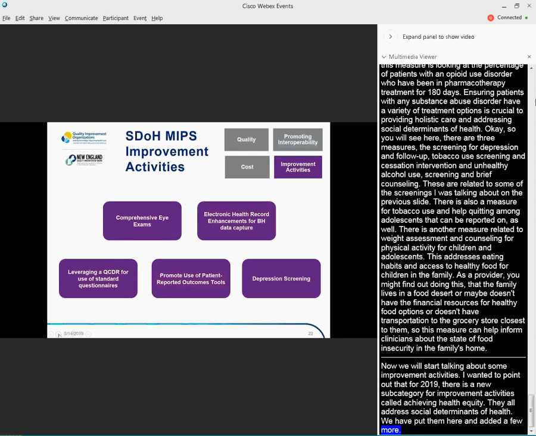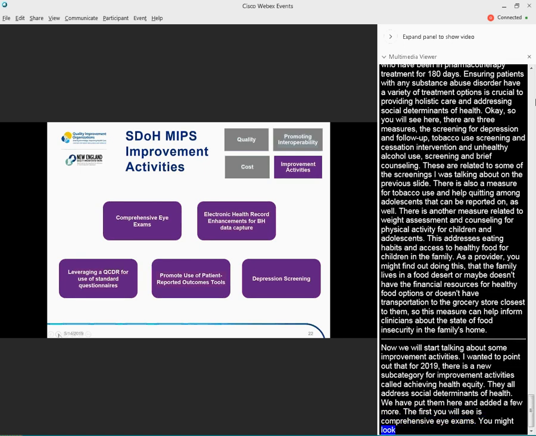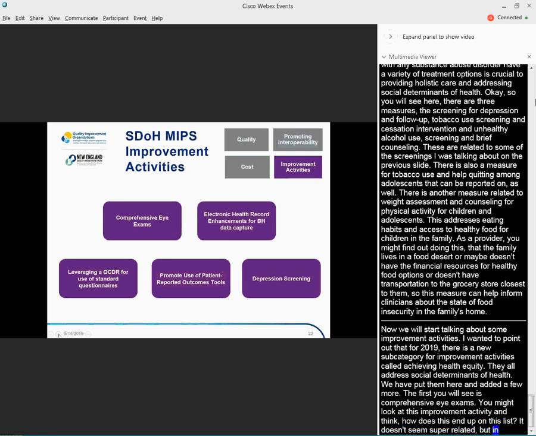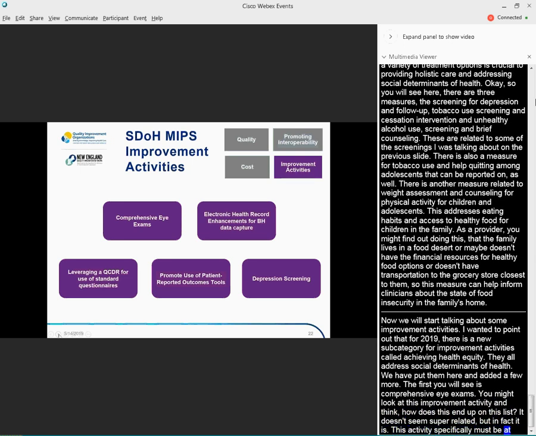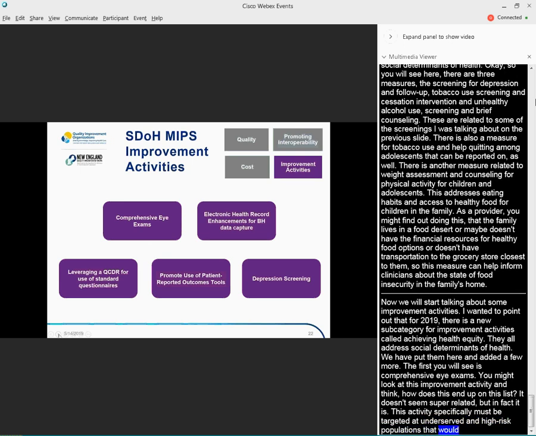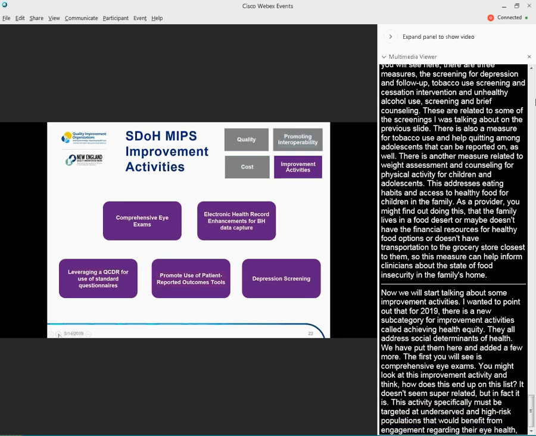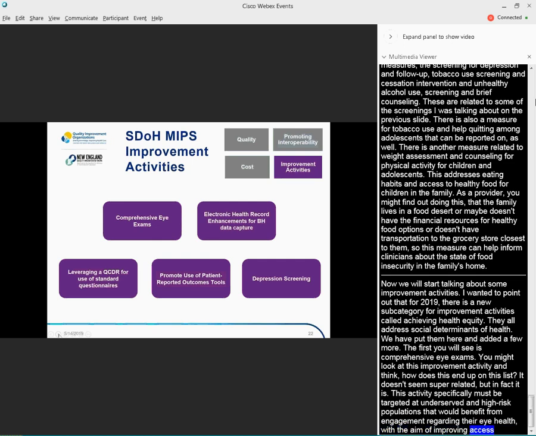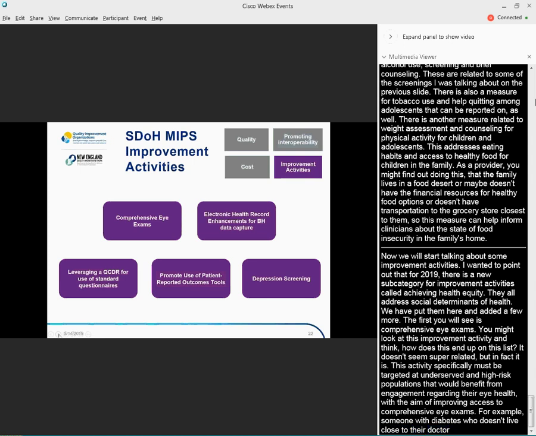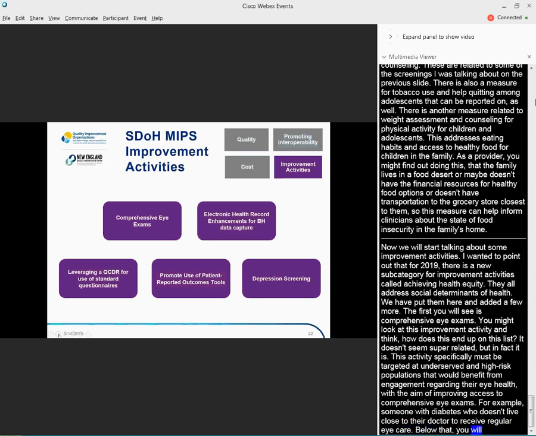It doesn't seem super related to social determinants of health, but in fact it is. So this improvement activity specifically must be targeted at underserved and/or high-risk populations that would benefit from engagement regarding their eye health with the aim of improving access to comprehensive eye exams. So, for example, someone with poorly controlled diabetes who doesn't really live close to their doctor to receive regular eye care. So right below that, you'll see leveraging a QCDR for use of standard questionnaires.